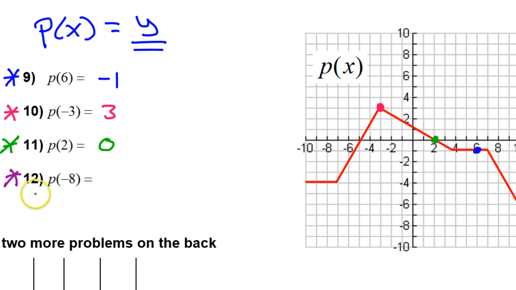And then number 12. The x value is -8. So over here at -8, the y value is down here at -4. So P of -8 is -4. So that is how you evaluate a piecewise function if you're given the graph.